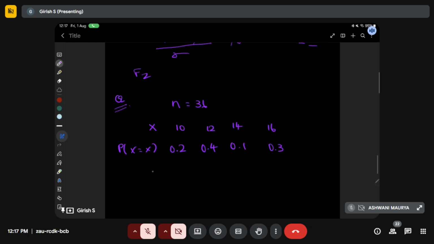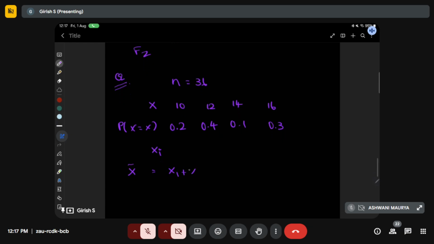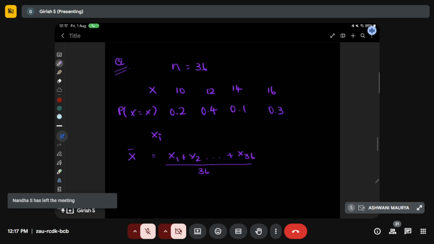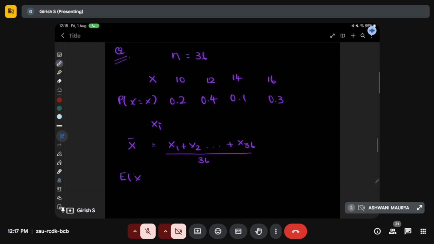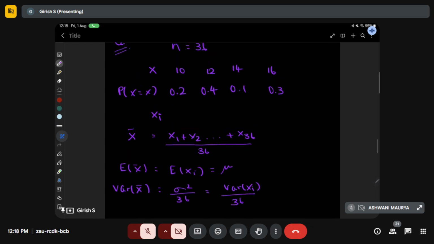So this is for your xi, and what we want is x bar. They have mentioned it to be for 36 cherry puffs, so x1, x2 till x36 divided by 36. We want to calculate the expectation of x bar. Simply, expectation of x bar is nothing but expectation of xi, which is mu. Similarly, variance of x bar is sigma square by 36, and this sigma square is the variance of xi divided by 36. You got till this point? Is it clear?